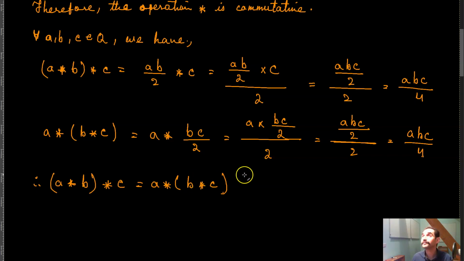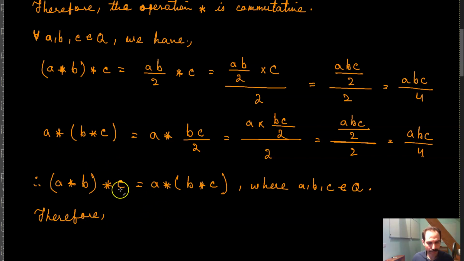Is equal to that, where A, B, and C belong to Q. Therefore, what I said earlier was actually not right. Therefore, about being associative, star is associative, right?